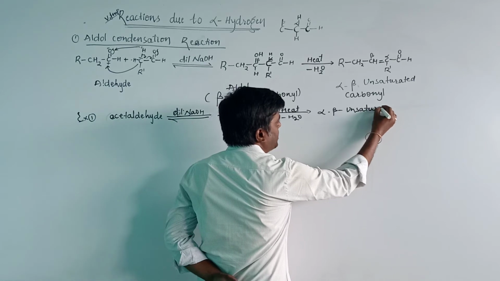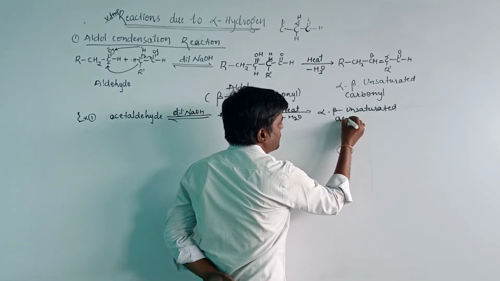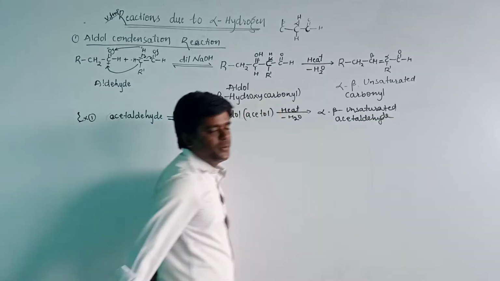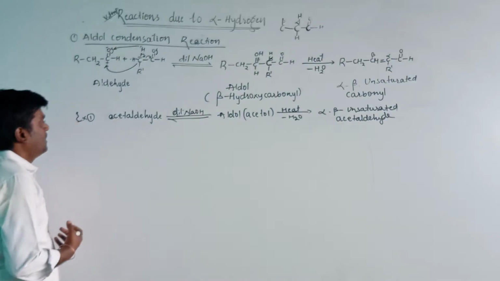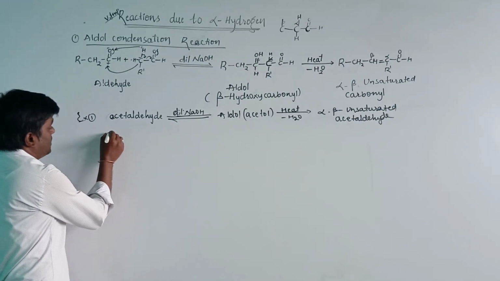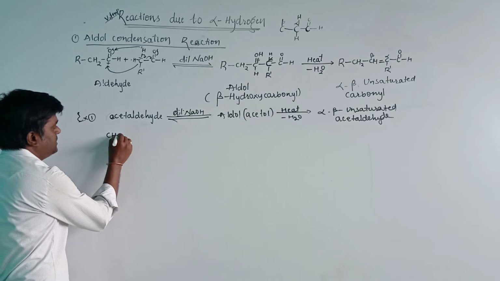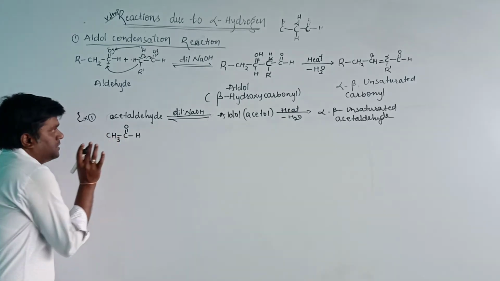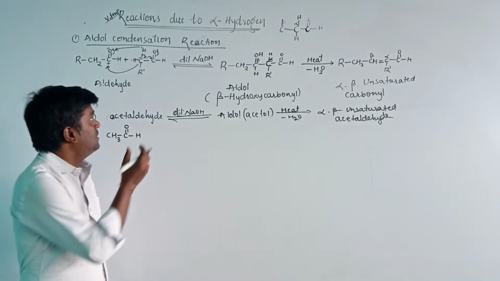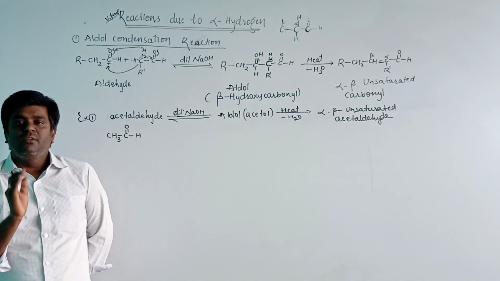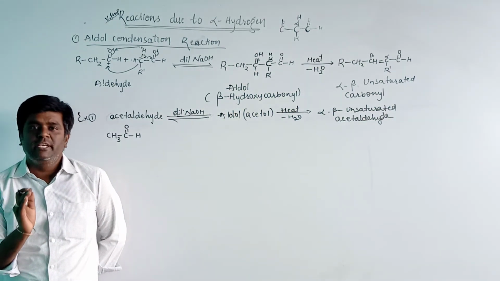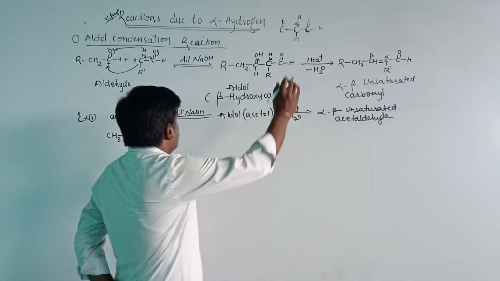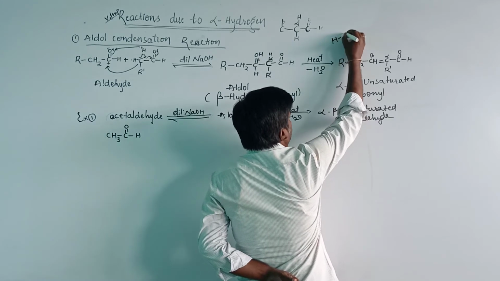Unsaturated aldehydes. That compound is the acetaldehyde. Okay, so let us see how the reaction will be carried out. Write the structure of acetaldehyde, CH3 C double bond O here H. In this reaction, only the compounds which contain an alpha hydrogen atom undergo the aldol condensation reaction. So here consider formaldehyde.